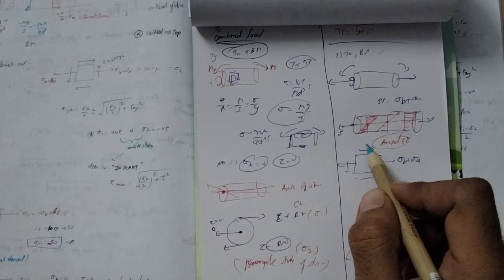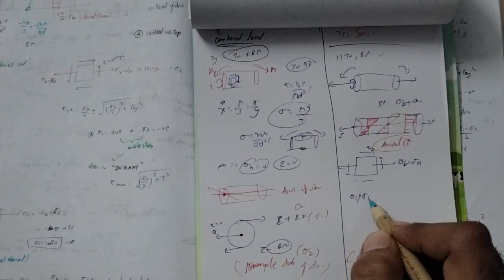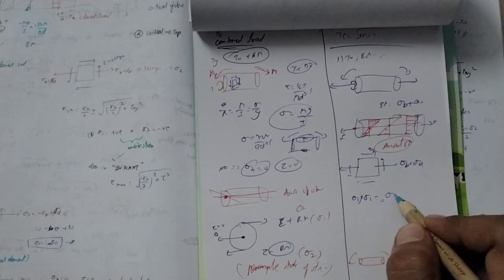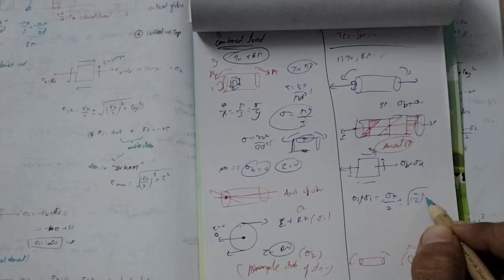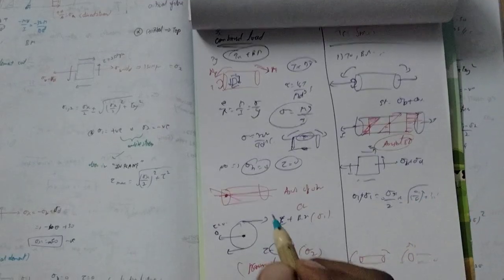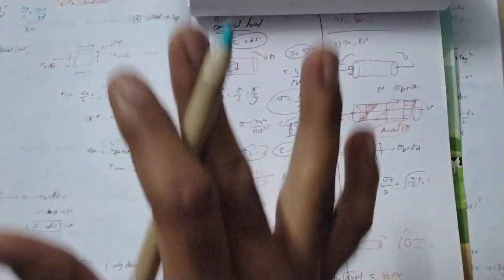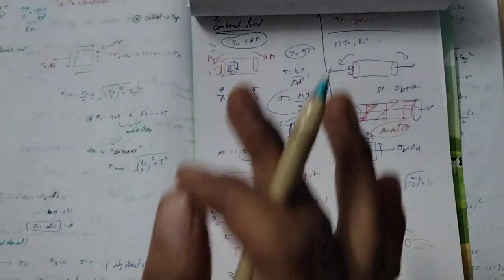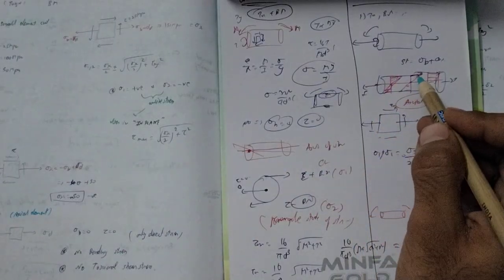Now calculate sigma 1 and sigma 2, the maximum and minimum. As I told you, sigma x by 2 plus or minus root of (sigma x by 2) the whole square plus tau xy the whole square. Whenever we get the answer, we can proceed with everything. I think you got the point. You can see at the top point both are plus, plus.